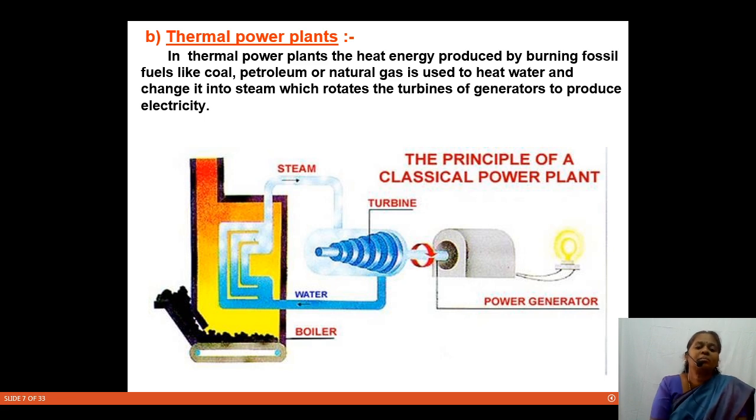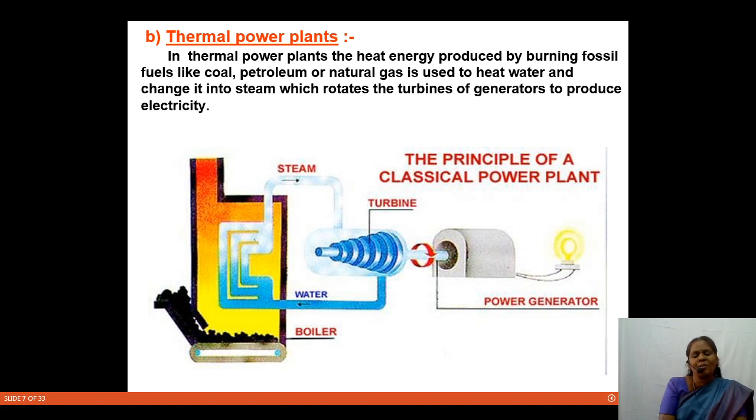Second example for such a type of energy, conventional energy, that is a non-renewable source of energy: thermal power plants. In thermal power plants, the heat energy produced by burning fossil fuels like coal, petroleum or natural gas is used to heat water and change it into steam, which rotates the turbines of generators to produce electricity.